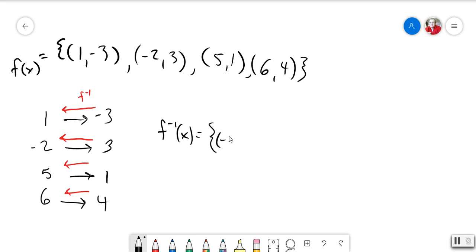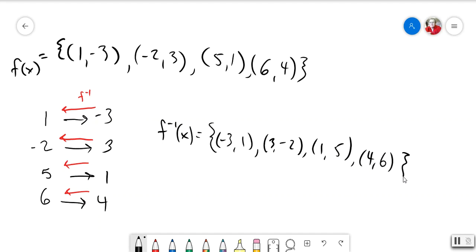So your inverse function just reverses everything. (-3, 1), (3, -2), (1, 5), and (4, 6). So that's all. That's the only thing you're doing on that. No big deal.